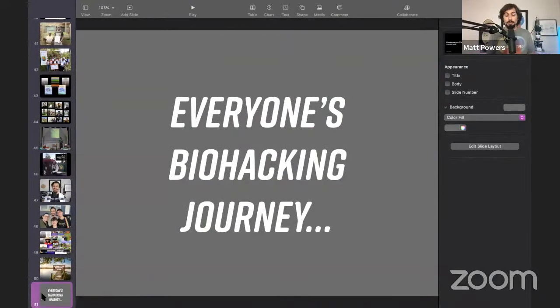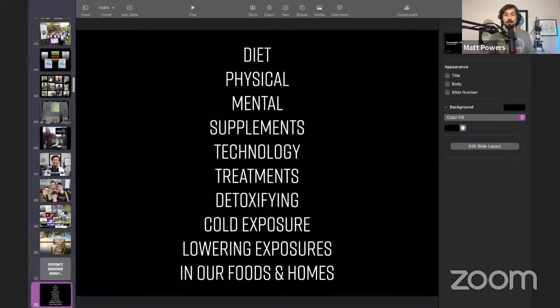Everyone's biohacking journey. So if you are like me and have been worried about health for almost 20 years, in such a way that it sits on your mind all day and all night at times, and could depress you because it's attacking your loved ones, you might have gone through all the different possible avenues, right?